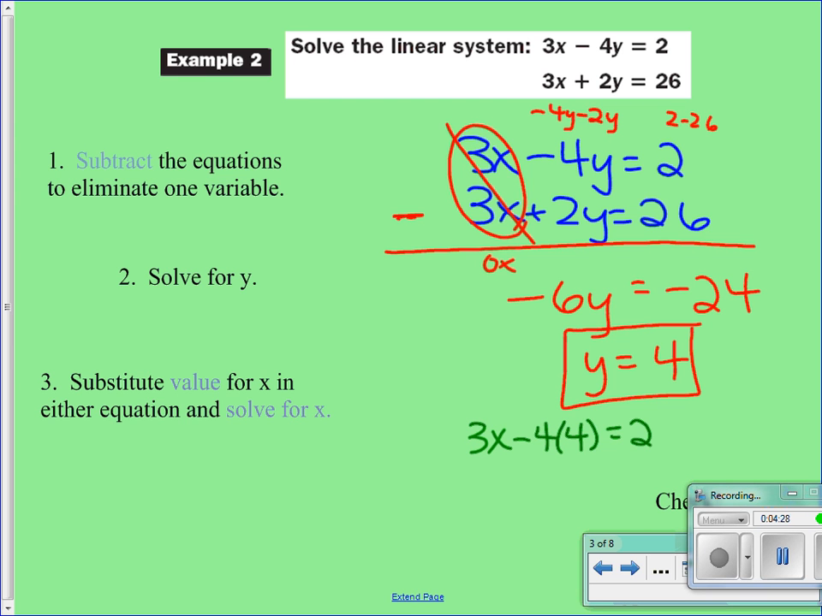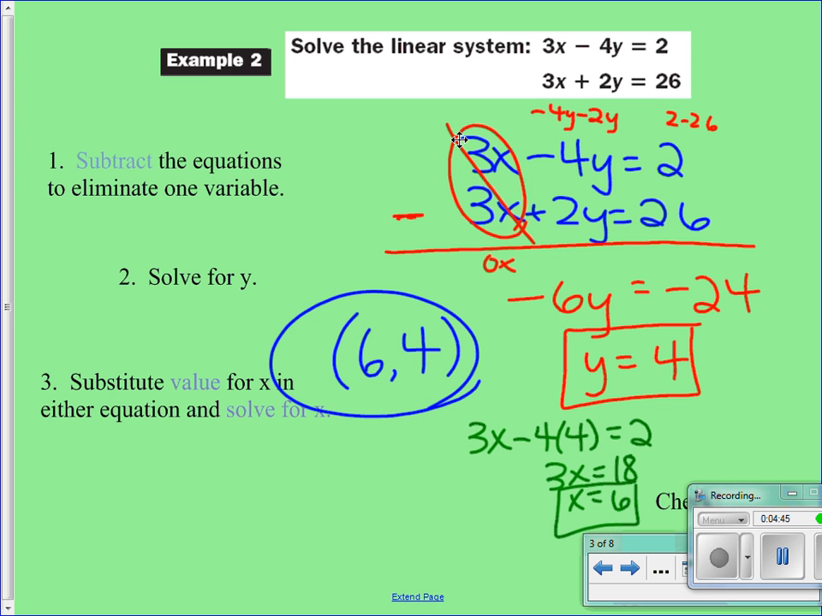Equals 2 to find my value of x. So 3x, add 16 to both sides, and that means x is 6. So the ordered pair has an x value of 6 and a y value of 4. And let's double check to make sure that works. So 3 times x would be 18, minus 4 times 4 is 16, and yes, that equals 2.